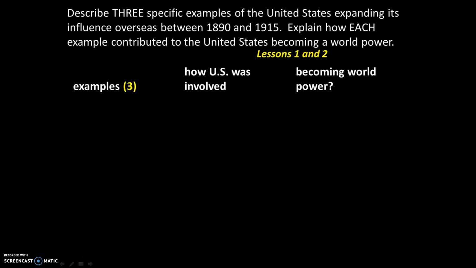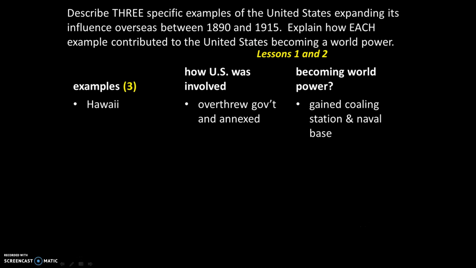And so we've got to do 3 things. We have to give an example of the U.S. expanding its influence. We have to explain how the U.S. was involved. So in other words, what is this expansion? How is this an expansion of U.S. power? And how does it lead to us becoming a world power? Now, you need 3 examples of this, and you need to do 3 things for it. So this is a 3 by 3.